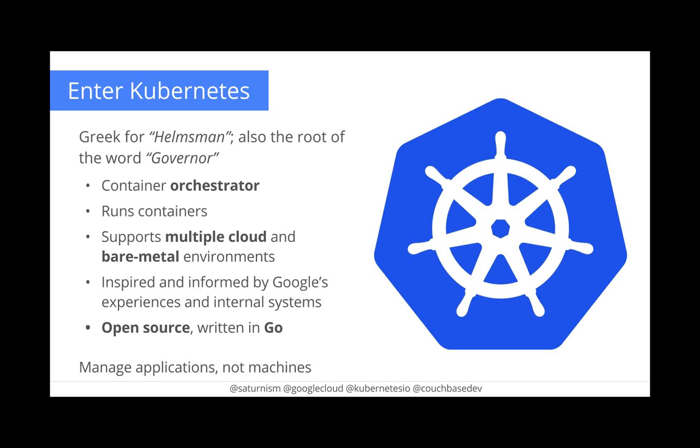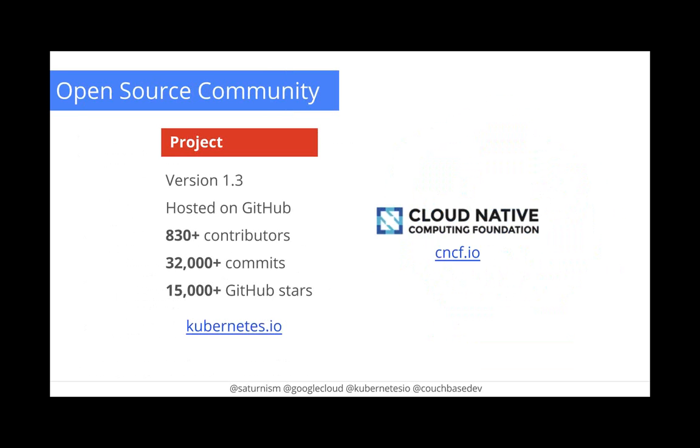Actually, it doesn't just work on Google Cloud Platform. It can also work on other cloud providers, and also in bare metal environments. So if you have your own data center, you can also run Kubernetes within your data center as well. And it's written in Go, so that it can actually run in many places. In fact, I actually run Kubernetes on my Raspberry Pi cluster as well, just for fun.